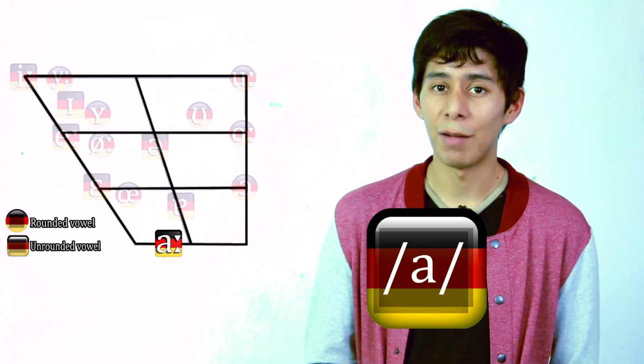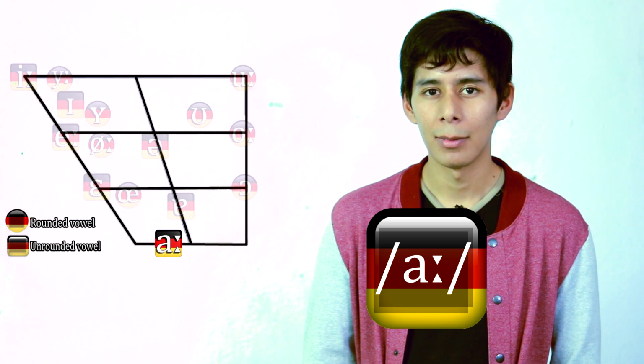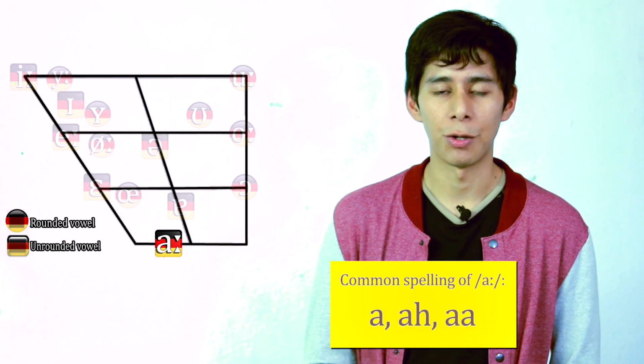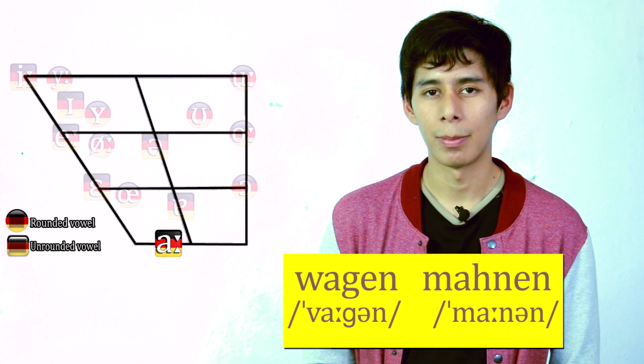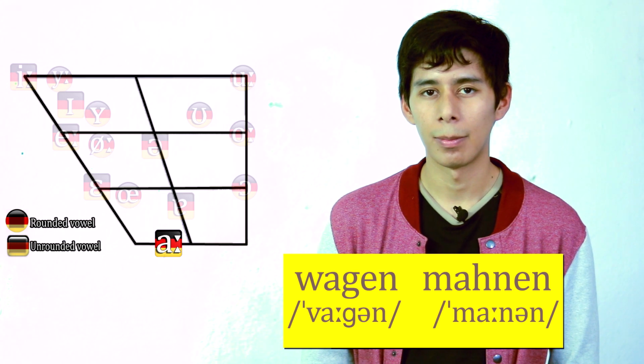The next vowel sound is A. This sound is the same A that I have already described, but in this case longer. In German, this sound is always represented by the letter A and by the combination AH. We find it in words like Wagen, Mahnen.